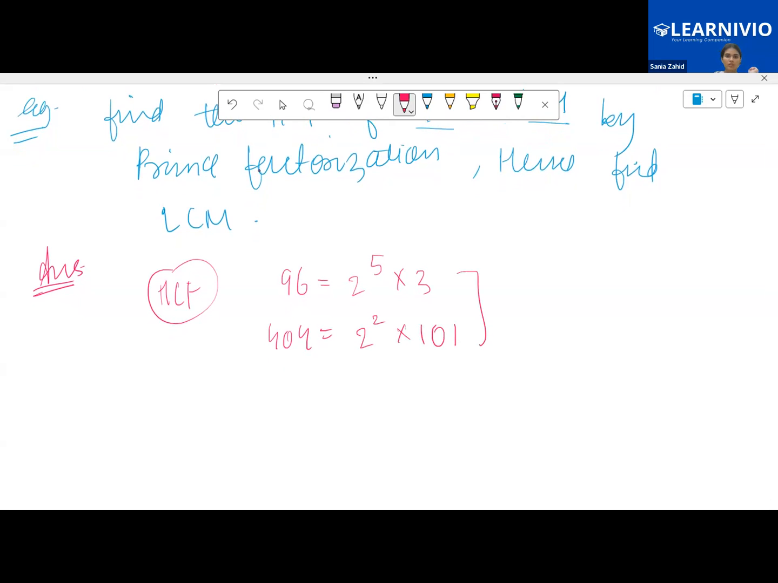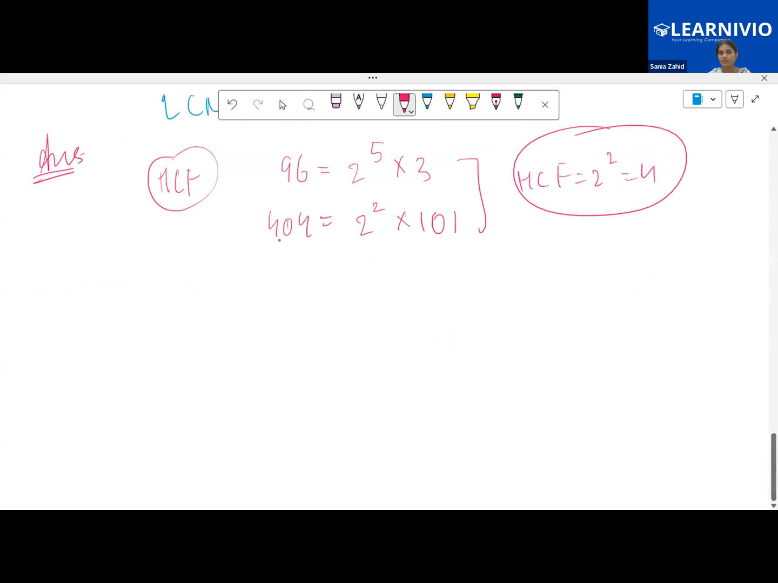Okay. So now what is common here? 2 is common over here and it has the least power. What is the least power? 2. So your HCF comes out to be 2 to the power 2, which is 4. All right. Now you have to find the LCM as well. So how will you find the LCM now? HCF into LCM equals A into B.